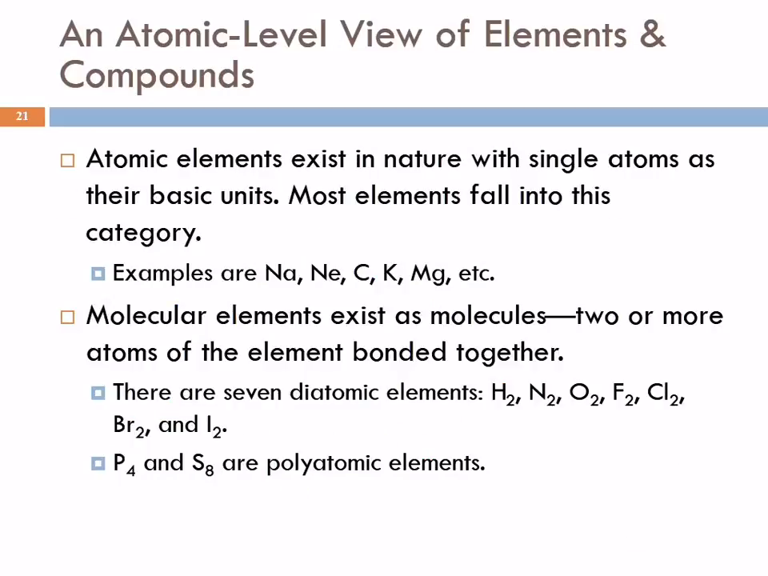Most elements exist in nature as single atoms. So those are called atomic elements. The atom is their basic unit. They're just individual atoms. Examples are given here. But there are some elements that exist as molecules.